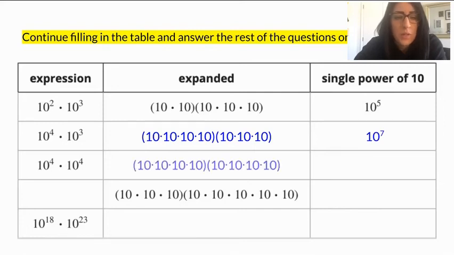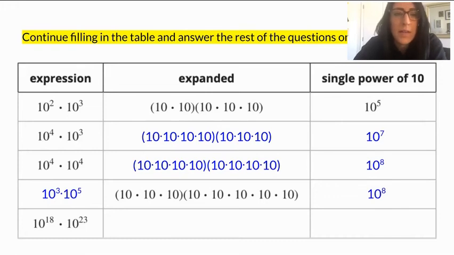Likewise for the next one, it'll look something like this. And we would write that with a single power of 10 as 10 to the 8th. In the expanded form of the next one, we work backwards. So we see that the first one is 10 to the 3rd because of the 3 tens being multiplied. The next one is 10 to the 5th. That's a total of 8 tens being multiplied together. So we would say 10 to the 8th.